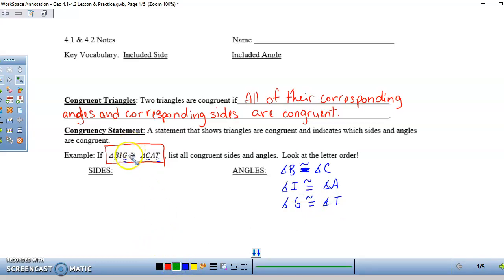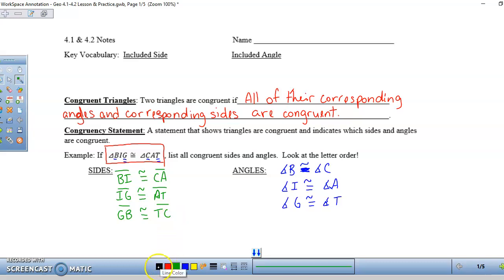For the sides, similar concept here. You just want to go in order. So I know that BI is congruent to CA. Now take a minute and pause and try to do the other two congruencies for sides. Okay, welcome back. So you should have the segment IG would have to be congruent to AT. And then the last one is you kind of wrap around, but segment GB would be congruent to TC.